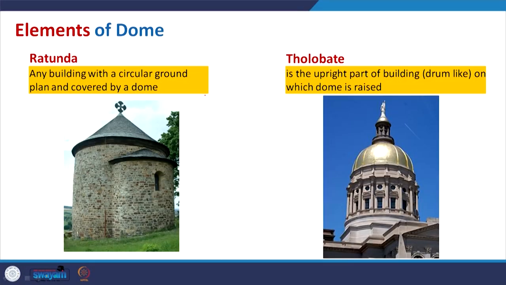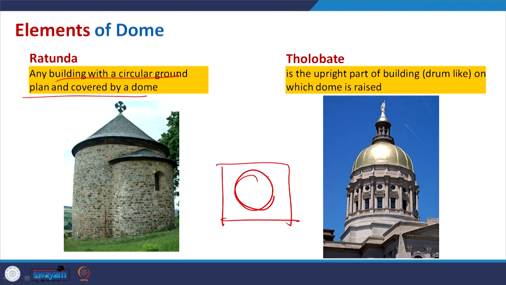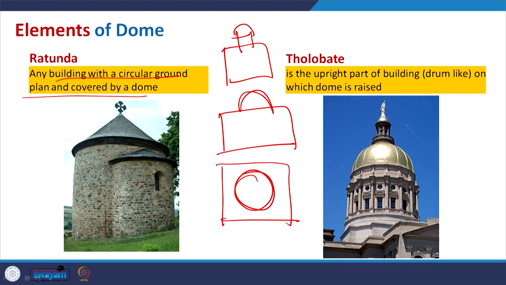Now, what is a rotunda? A rotunda is basically any building with a circular ground plan and covered by a dome. So, instead of many buildings, you will find that a dome is placed at the center, so that it will look something like this, or maybe if you use some drum, it may look like this. But here it is the same, where the plan itself is a cylindrical form, or basically the whole volume is a cylindrical form and the plan is circular.